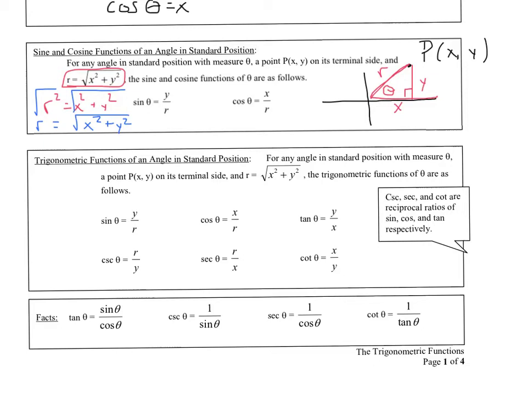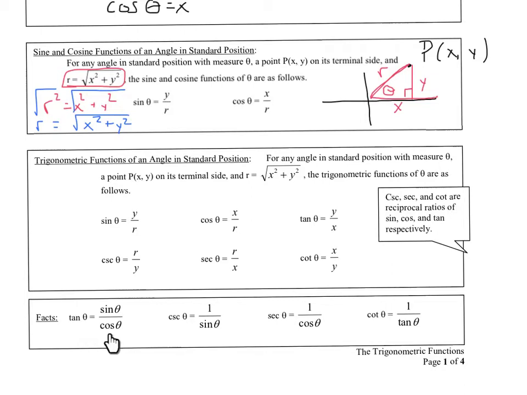If we continue down here, we can define all these trig functions from an angle in standard position. So we had sine and cosine already. Tangent of theta is y over x. That's because tangent is the opposite leg, opposite meaning the one that doesn't touch it, over the adjacent leg. That's the leg that does touch the angle. Cosecant is reciprocal of sine. So you reciprocate y over r, and you get r over y. Secant is reciprocal of cosine, so you reciprocate. Cotangent, reciprocal of tangent, reciprocal of y over x is x over y.